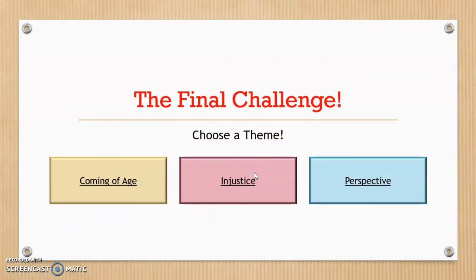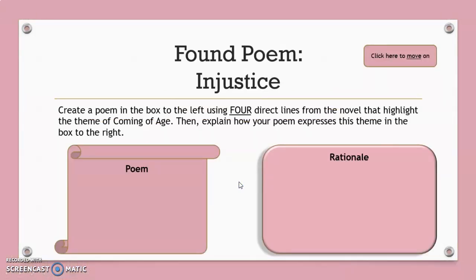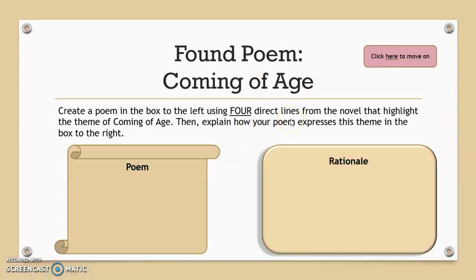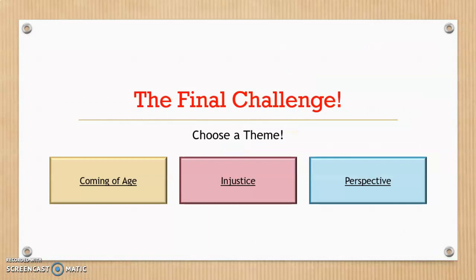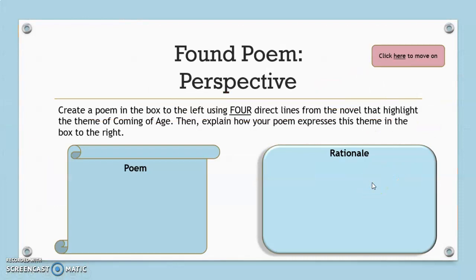We will go back to the choice slide here and click Injustice. As you can see, it takes the student to a similar challenge slide with a different color. If I go back to the choice slide and choose Perspective, you will see it takes the student to another similar slide with a different color. Regardless of what theme the student chooses, once they have finished and click on the icon, they will be taken to the last star of the game.